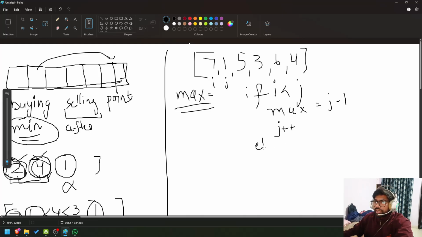Then else if i is greater than j, then we move the whole thing by 1. Then we go i plus plus and j plus plus. Then we check this value again: j minus i, if i is, and increment j.